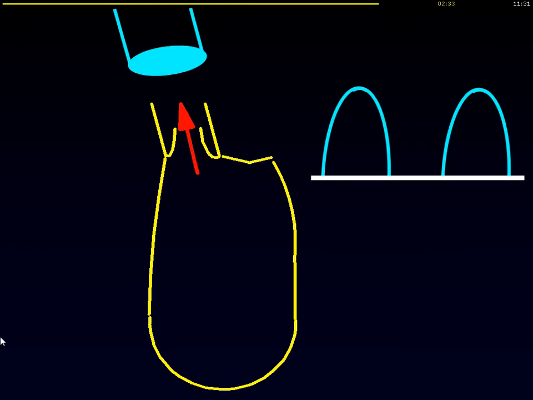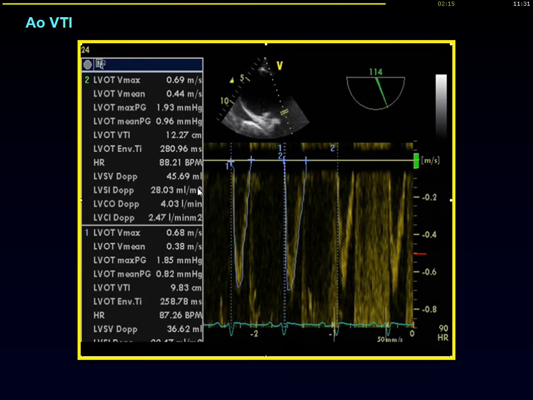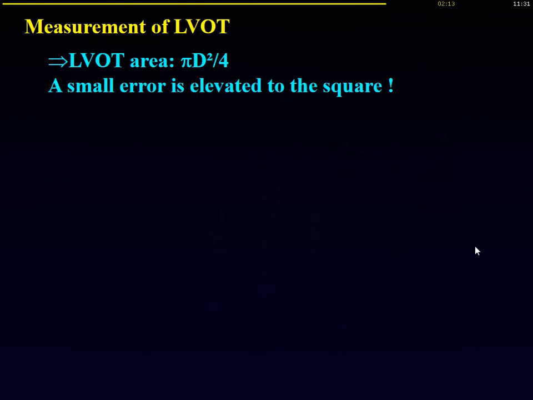Echo is the alternative way to look at the cardiac output. And of course, you can measure the stroke volume by looking at the flow in the left ventricular outflow tract. And we have to measure the diameter of the left ventricular outflow tract. Here we measure the diameter. Then we measure the flow. And then, of course, we can compute the cardiac output in these patients.